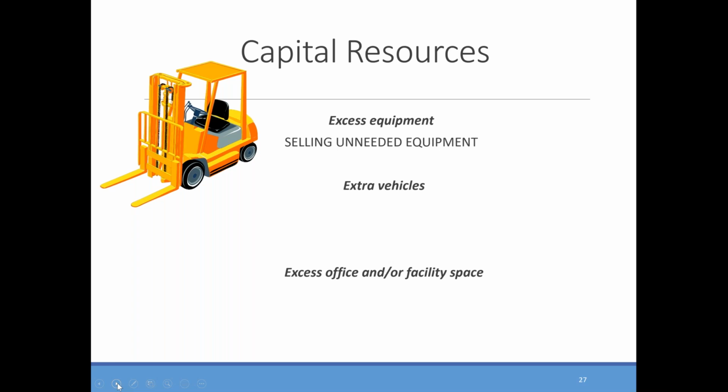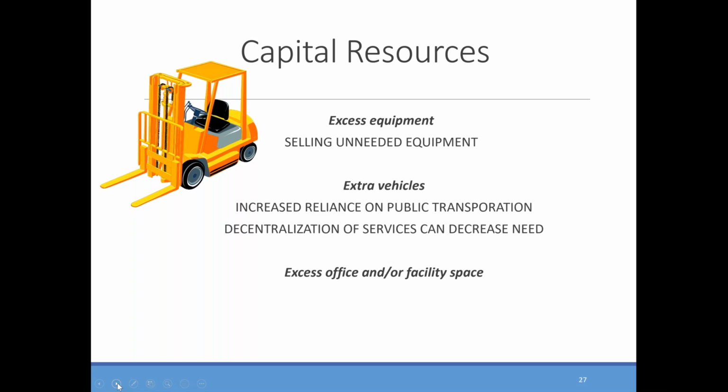One of the things is looking around and saying, what do I have here in terms of equipment that I used to use, but we're not using that anymore? Is that something that we can sell or otherwise get rid of? It's taking up space, it's not being productive, we've got to get rid of it.